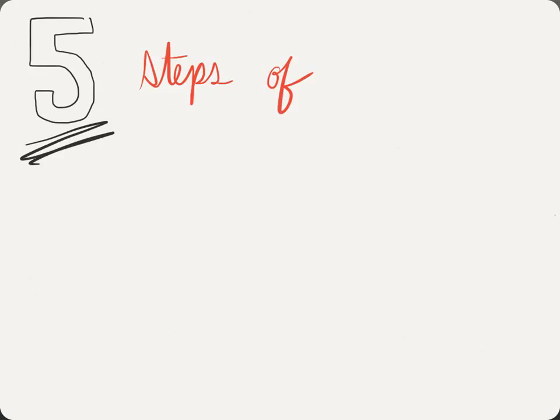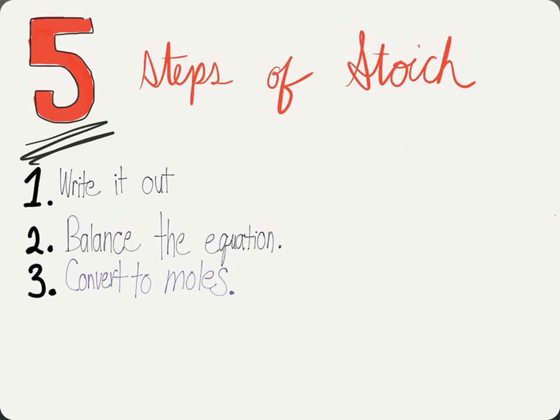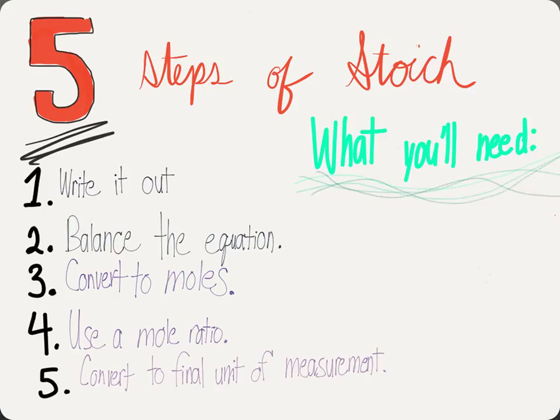On to the work. We have 5 main steps that we take when doing stoichiometry. First, we write out the equation according to the information given to us in the problem. Second, balance. Third, convert whatever unit you have to moles, since moles are the standard unit of measurement across all elements, since every element has its own number of protons, neutrons, and electrons. Fourth, we use a mole ratio to convert between moles of different substances. And finally, we convert moles to the final unit of measurement, which is usually grams of a certain substance.